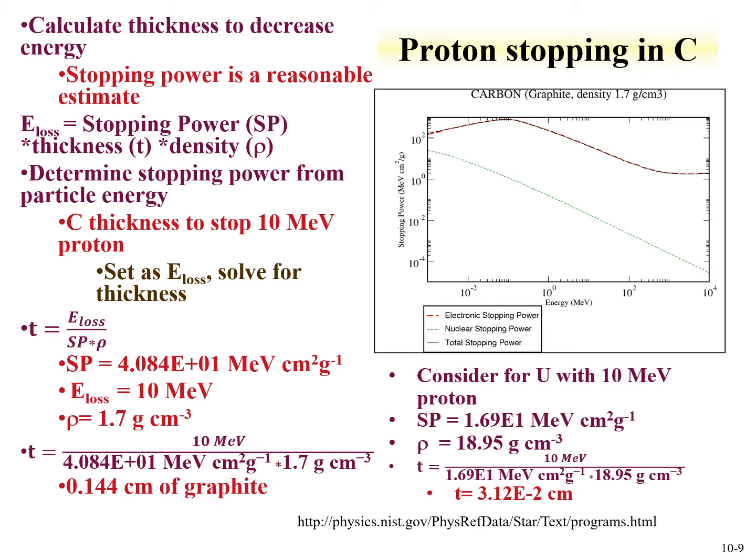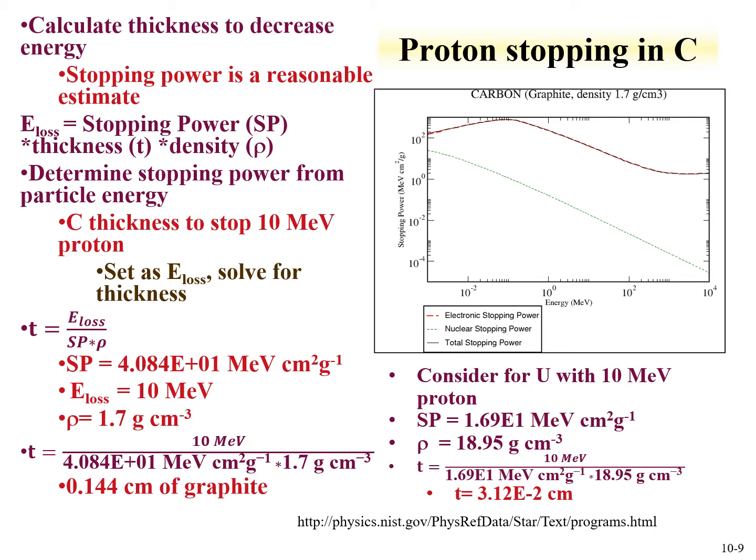So we can get data, as shown here. There's a figure that shows the stopping power as a function of energy of a proton in graphite. The graphite density is shown here. There's electronic, nuclear, and total stopping power. We'll just be interested in the total stopping power. This web page is from the NIST site. You can look at stopping power of protons in all sorts of materials. You can have the same thing with alpha particles and electrons in all sorts of materials.